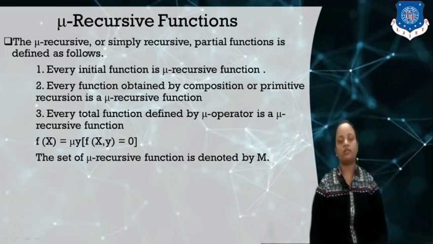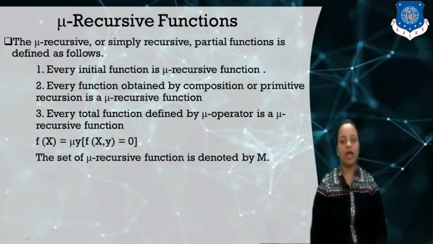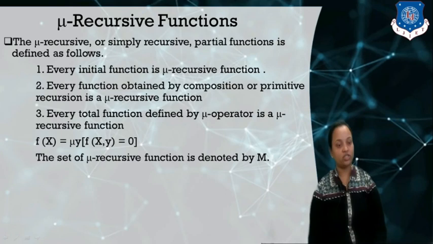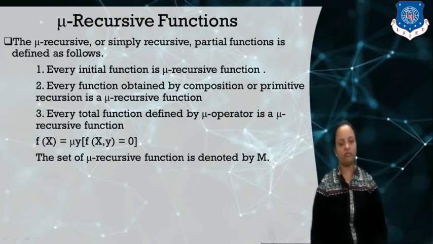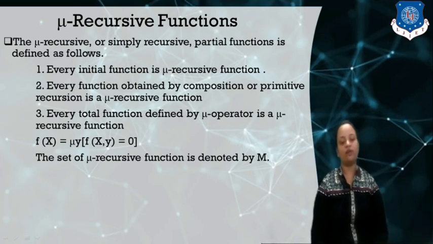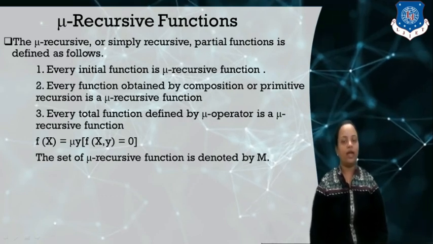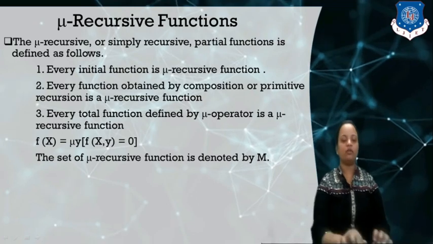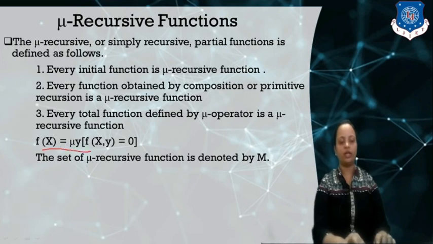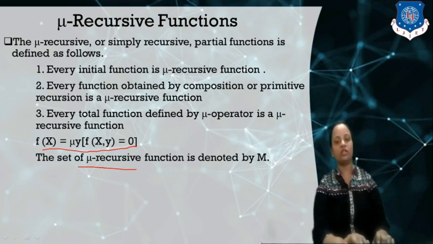Now what is the mu recursive function? Here mu recursive, or simply recursive, partial functions are defined as follows. First, every initial function is a mu recursive function. Every function obtained by composition or primitive recursion is also a mu recursive function, and every total function defined by the mu operator is a mu recursive function. We can define f(x) equal to mu y such that f(x, y) is equal to 0, and the set of mu recursive functions is denoted by capital M.